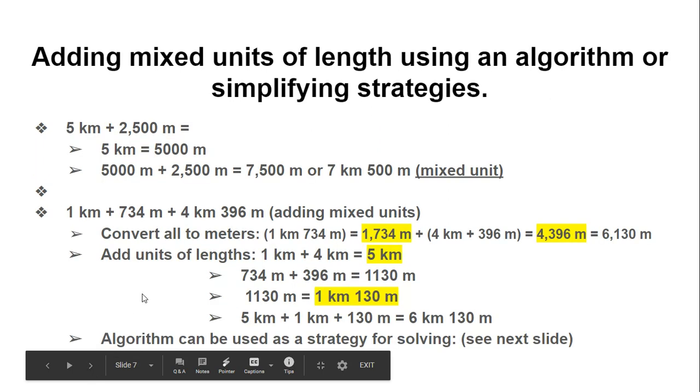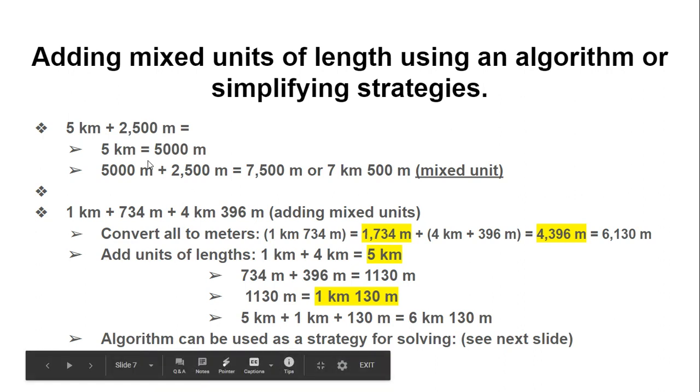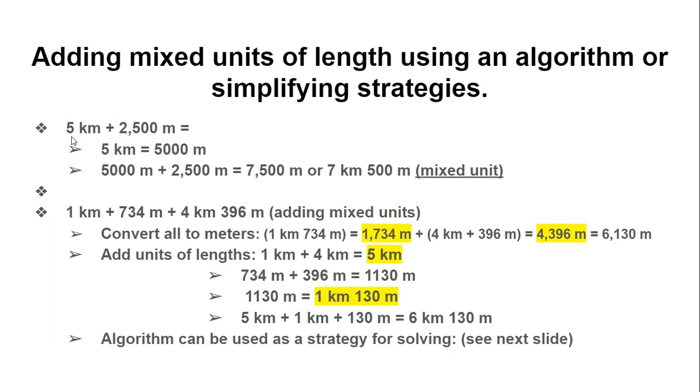When adding mixed units of length using an algorithm or simplifying strategies, you have several options. So one example would be just to convert. So in this first example, 5 kilometers plus 2,500 meters, I want to convert my kilometers to meters. That's where I get this 5,000 meters. Then I can add my 5,000 meters and 2,500 meters for a total of 7,500 meters. Or mixing it back together as 7 kilometers, 500 meters.